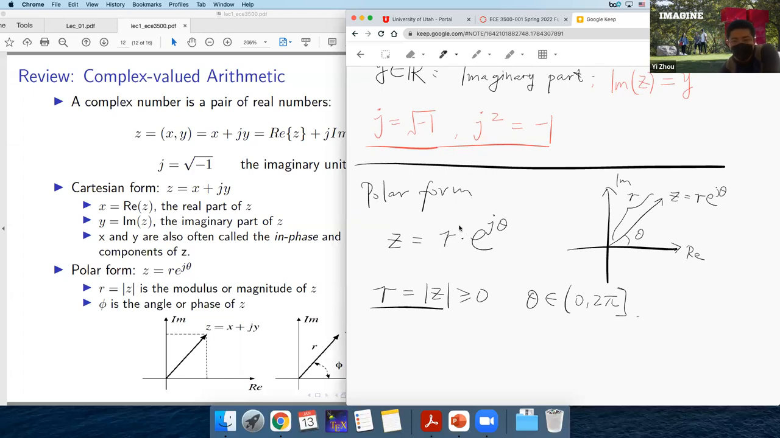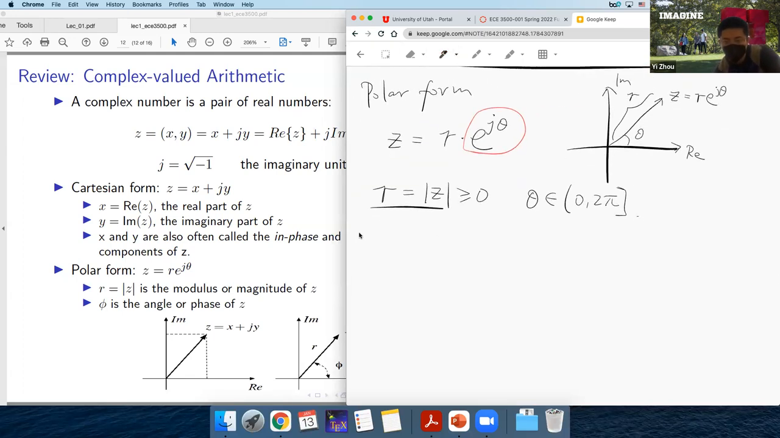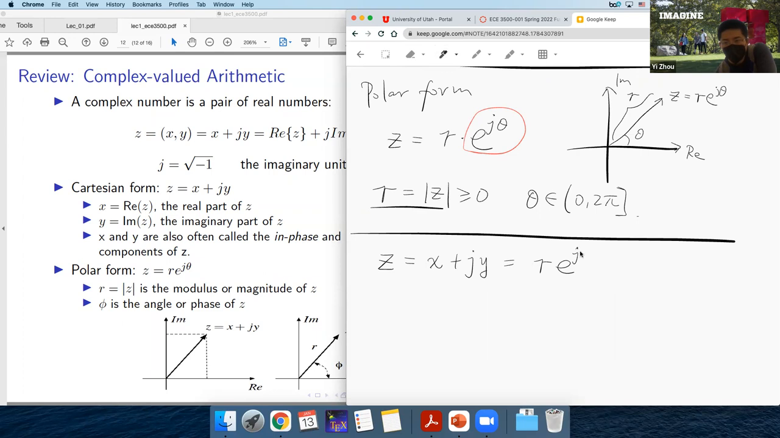However, for the polar form, once we know r and theta, what is less clear is how we understand this exponent, e to the power of j theta. In particular, j here is the complex unit. In the next slide, we will explain this part. To summarize, for any complex number we have two systems to describe it. One is the Cartesian system, indexed by the coordinates. And one is the polar system, indexed by the magnitude and phase. We call theta the phase component of this complex number.